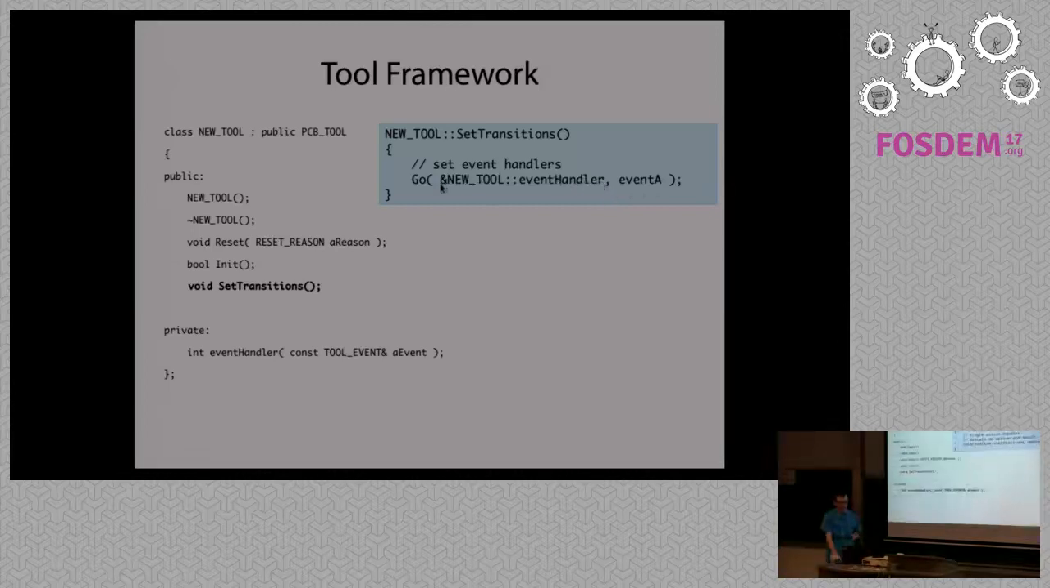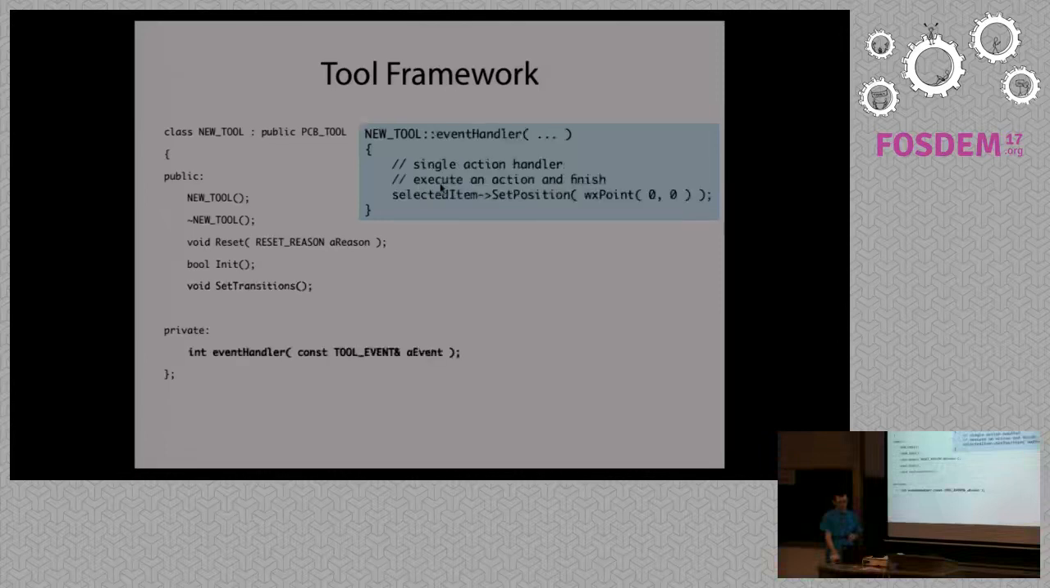There are two main ways of implementing handlers. One is a single action. So if there is an event, you perform a certain list of operations and you finish. Like you can change position, maybe rotate, flip, or stuff like that.